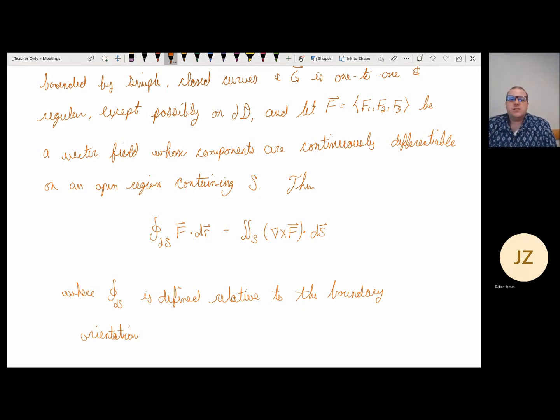Circulation is defined relative to the boundary orientation. So what do we mean by boundary orientation? The orientation of a boundary of a surface.